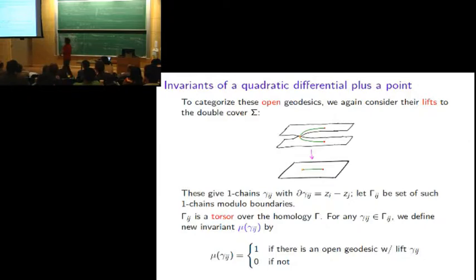I'll let gamma ij now be the set of these open chains with fixed boundary. So that gamma is not a group, but it is a torsor over the homology, so I can add closed cycles to these open ones. For any class in this torsor, I'll define a new invariant, which is even simpler than the other ones. It's just 1 if such a geodesic exists and 0 if not. That's part of my new 2D4D data, this very simple count.